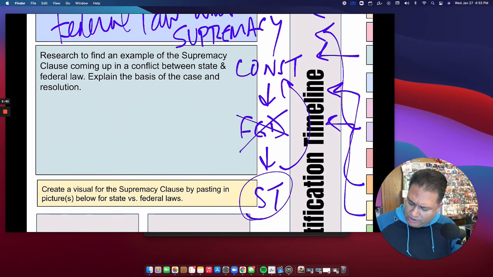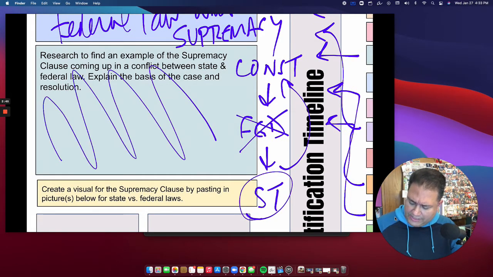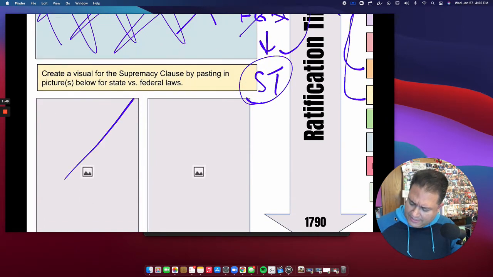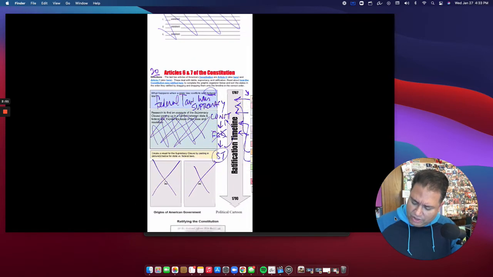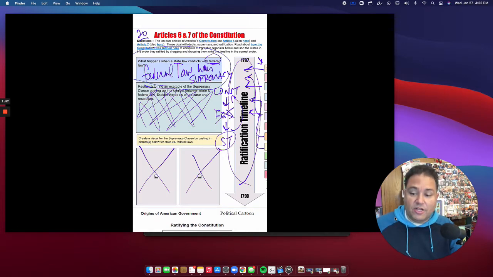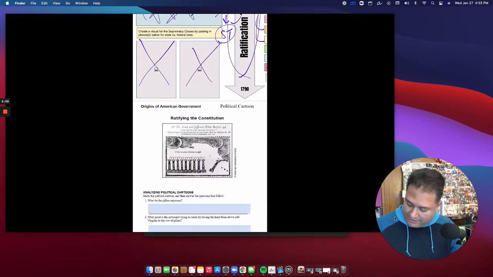Okay, research to find an example of the Supremacy Clause coming up in a conflict. No, we're going to skip that. We need to move on, and this is no. Don't worry about that. And don't worry about that. So essentially, for page 20, you are doing the ratification timeline, and you're doing the top blue box right there on the Supremacy Clause. All right, just keeps getting better.